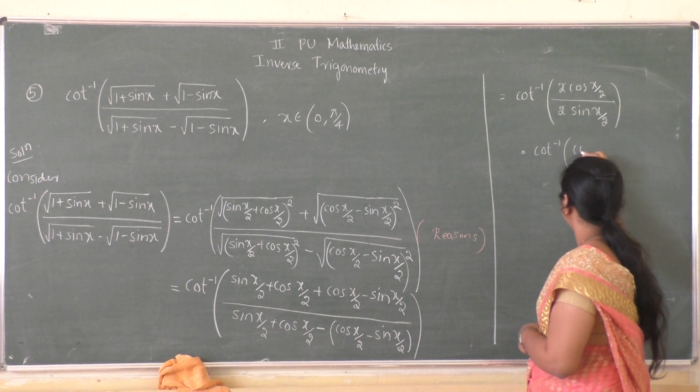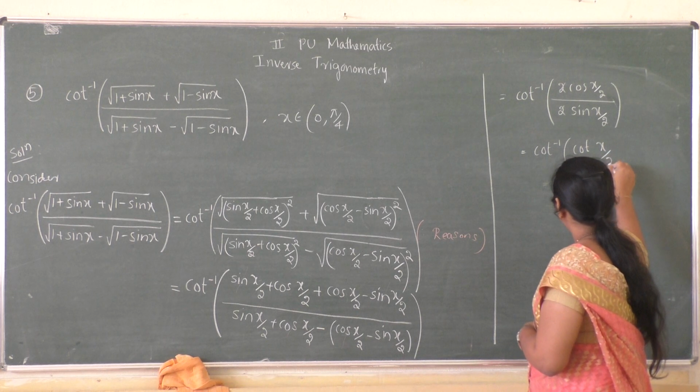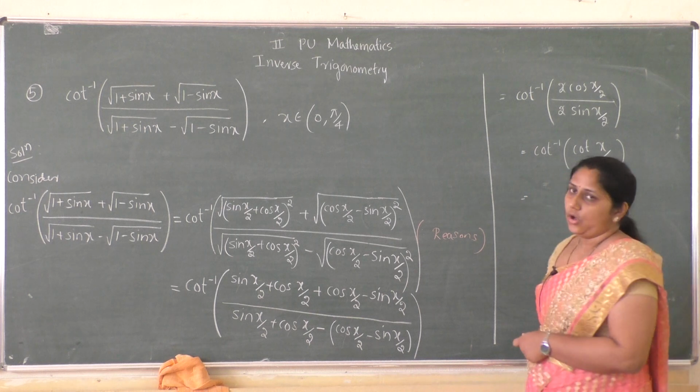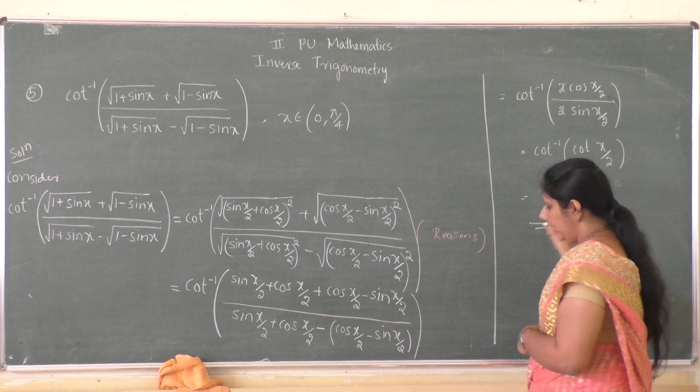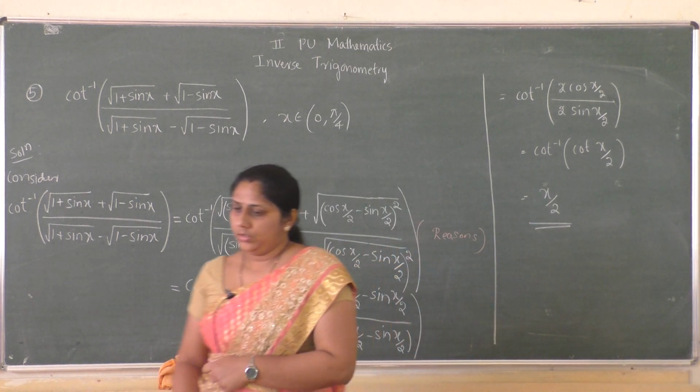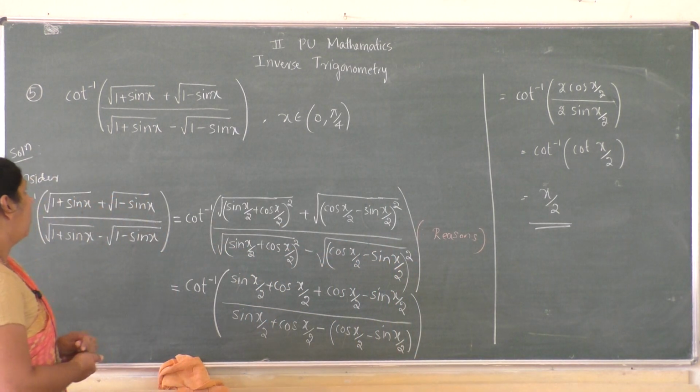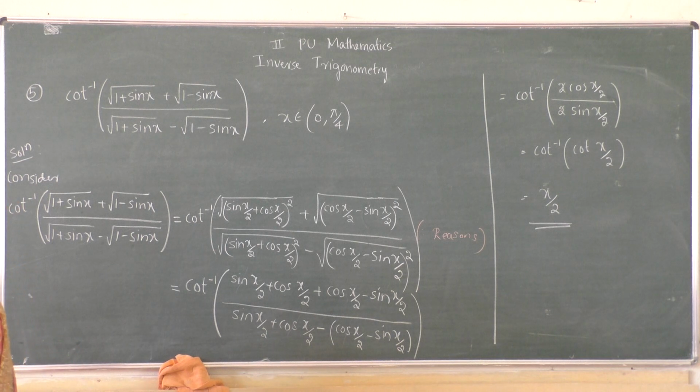So cos by sin means it is cot. So it is cot inverse of cot x by 2, by the property, it is x by 2. So cot inverse of root 1 plus sin x plus root 1 minus sin x divided by root 1 plus sin x minus root 1 minus sin x, the simplified form of this question is x by 2.